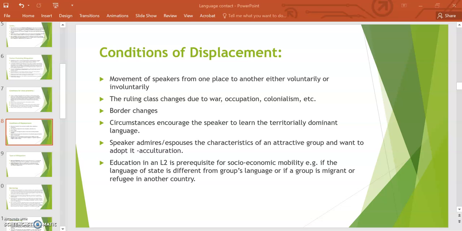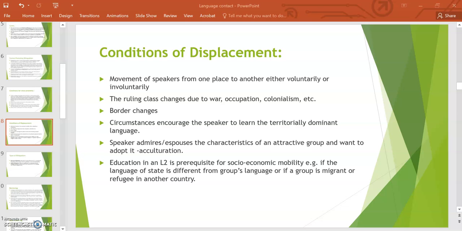Border changes. If the border of a state changes, for example, suppose a district that was part of Bihar becomes a part of Bengal, the state official language would become Bangla, and administrative work, medium of education, etc., would now be the new state language. There's a reason for the people to learn the new state official language. So that would promote people becoming bilinguals, right? In order to get their work done, in order to get benefits from the state, in order to be part of the state funded education system, and such other things.